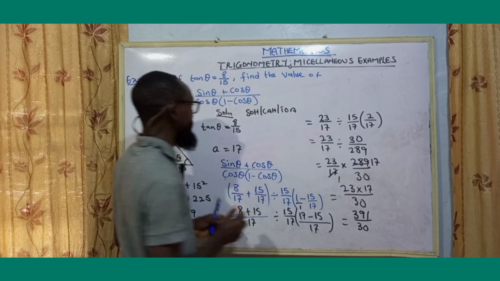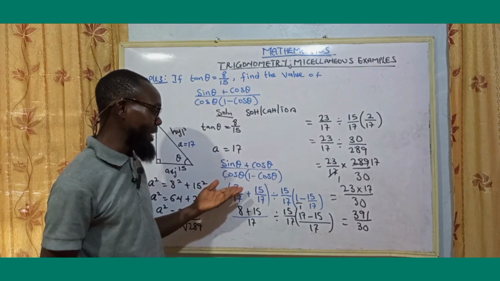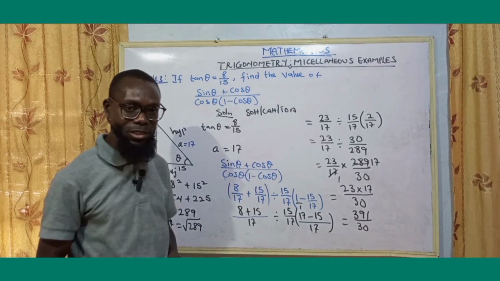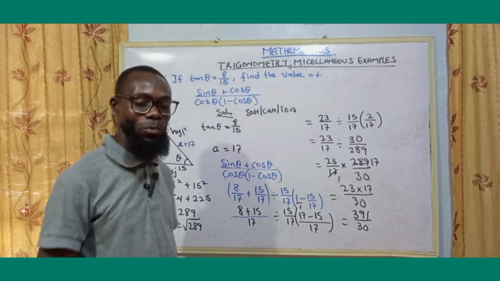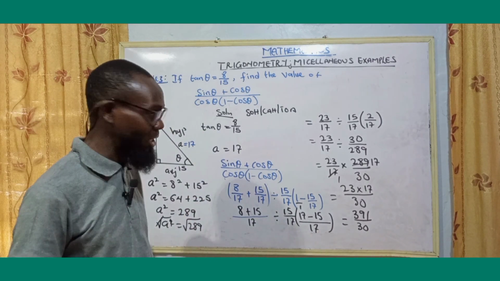So that is the value of sine theta plus cos theta divided by cos theta in brackets 1 minus cos theta. So these are some examples and applications of trigonometric ratios.